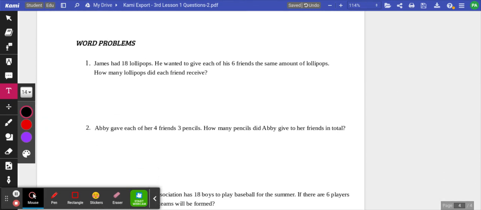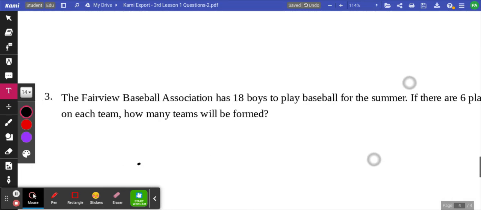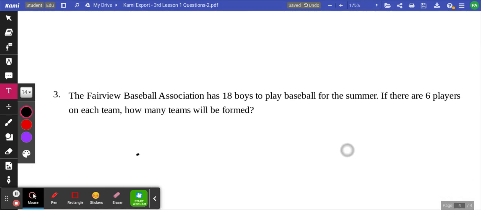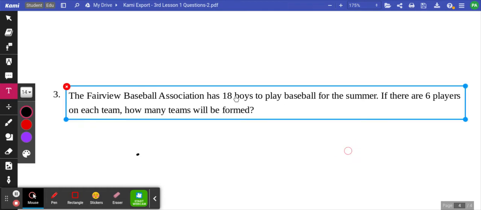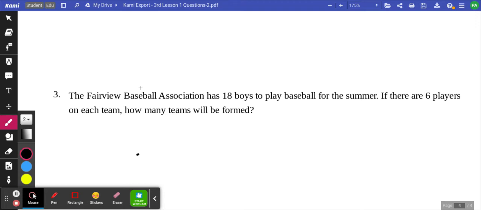Lastly, we are going to be doing a word problem. So let's do number 3 together. The Fairview Baseball Association has 18 boys to play baseball for the summer. If there are 6 players on each team, how many teams will be formed? So let's underline and highlight the important information that will be used. So 18 boys is definitely important. 6 players on each team is definitely important. And how many teams will be formed is the question.